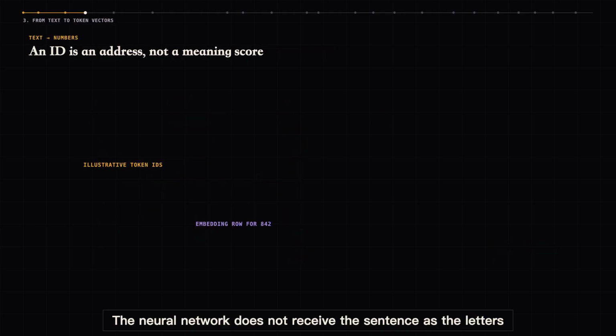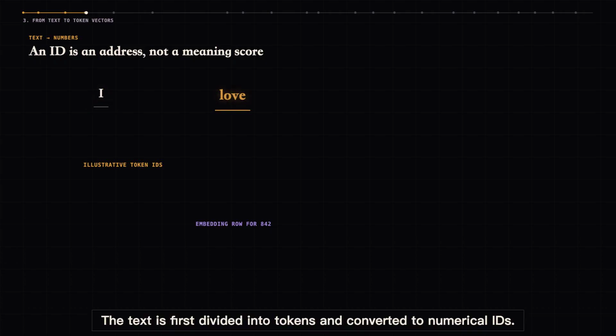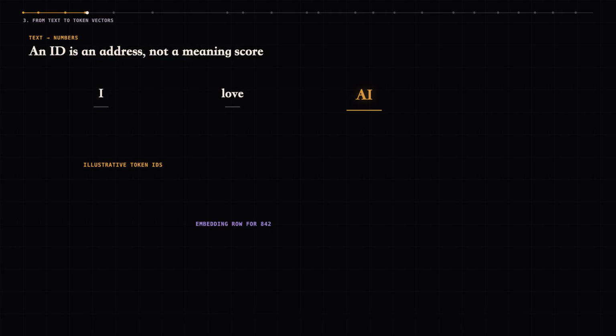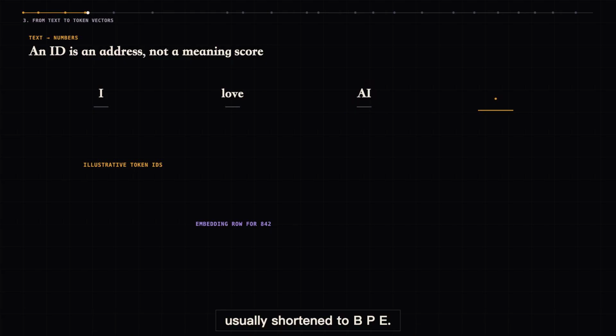The neural network does not receive the sentence as the letters that appear on the screen. The text is first divided into tokens and converted to numerical IDs. The English-German model in the paper used byte pair encoding, usually shortened to BPE. BPE can represent common words as single pieces and less common words as several subword pieces. The exact split depends on the learned vocabulary.